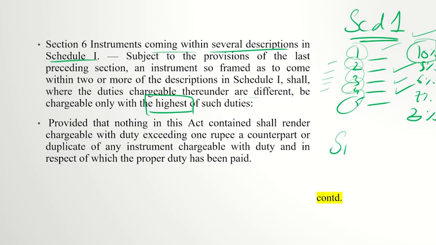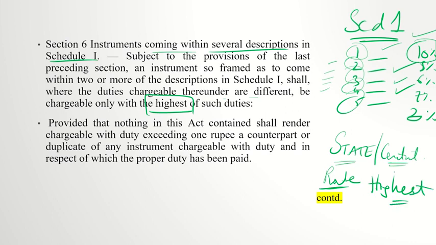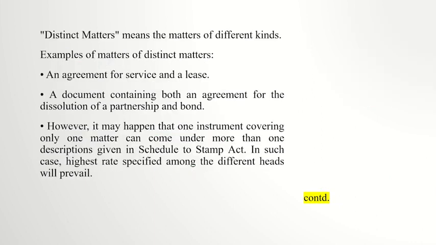Please remember, we are giving money to the state or the central government, so they will not take a discount offer. You must give them the highest stamp duty. So when you are confused and you think it is coming under 2 to 3 descriptions of the list, pay the stamp duty at the rate which is the highest according to schedule 1. We must understand this very, very carefully. Provided that nothing in this Act shall render chargeable with duty exceeding 1 rupee the counterpart or duplicate of any instrument chargeable with duty, in respect of which the proper duty has been paid. This is not relevant today.